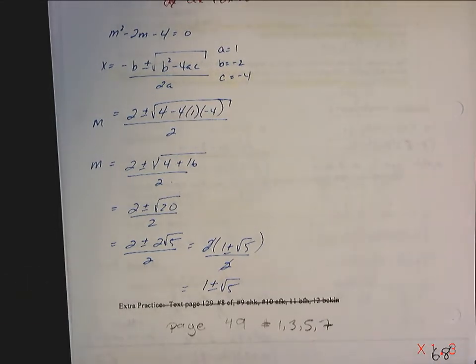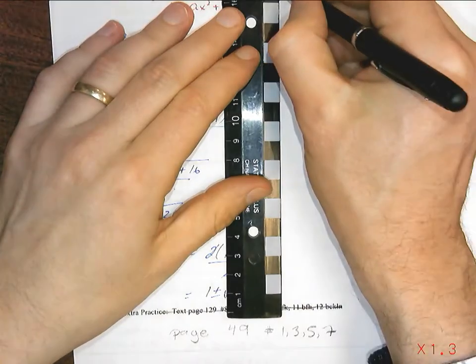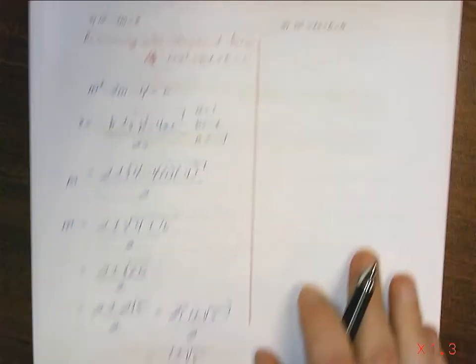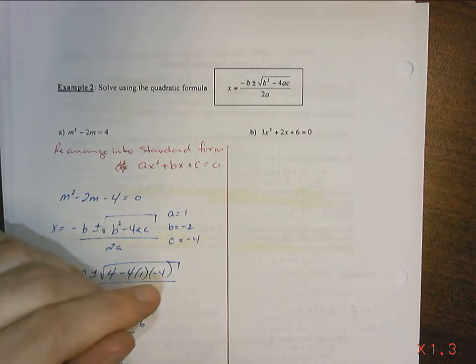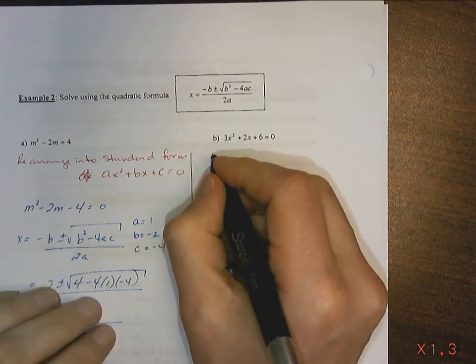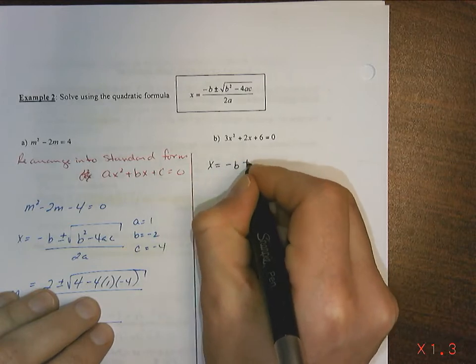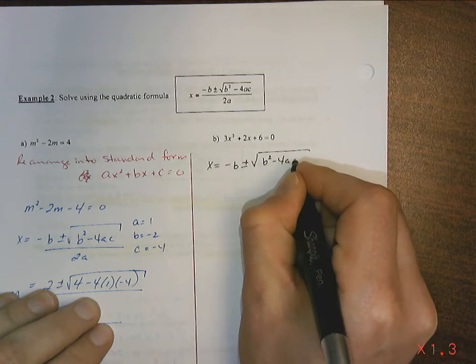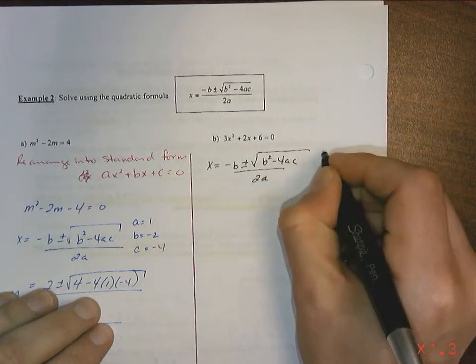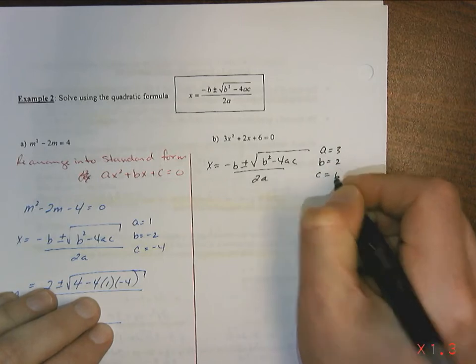Okay, the last one on this sheet. I'm just going to draw a straight line down here so I don't get things confused with each other. Looking at this one. Now this one takes a little bit of space because there's a lot going on here. But it's going to be x equals minus b plus or minus square root b squared minus 4ac over top of 2a, where a equals 3, b equals 2, and c equals 6.